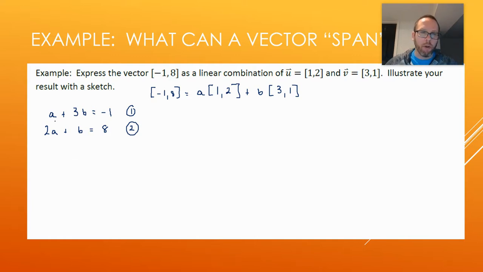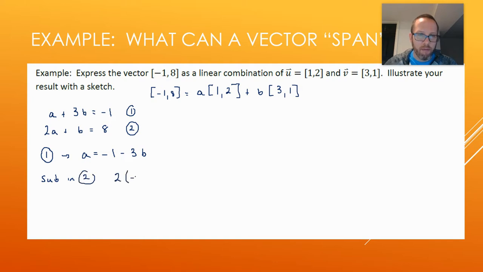So I have 2 good choices for substitution. I can get the A in equation 1, which I'll do, but I also could have easily gotten the B in equation 2. So A is -1 minus 3 times B. Whatever A is, A and B are related in that way. And I can sub this into my second equation.